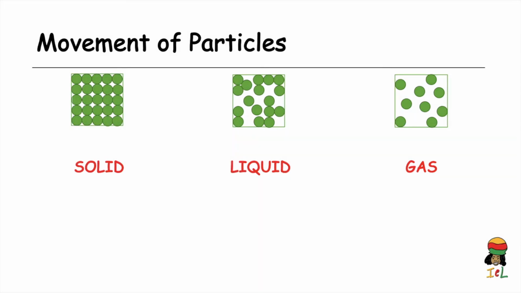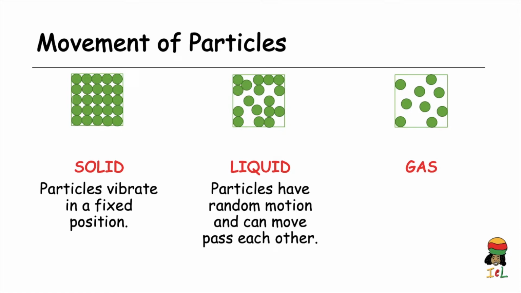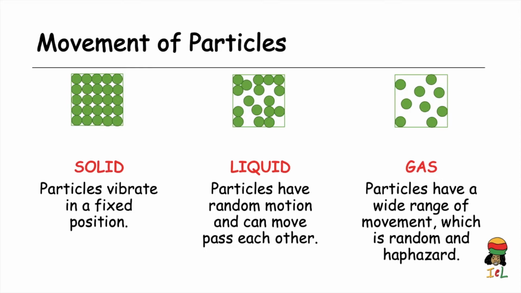Moving on to the movement of the particles. Now, solids are closely packed. They're confined within their space. As a result, these particles are only able to vibrate in a fixed position. Liquids, on the other hand, have particles with random motion that can move past each other. And of course, gases have a wide range of movement, which is random and haphazard. There's no particular order to how these particles will move in the gas state.